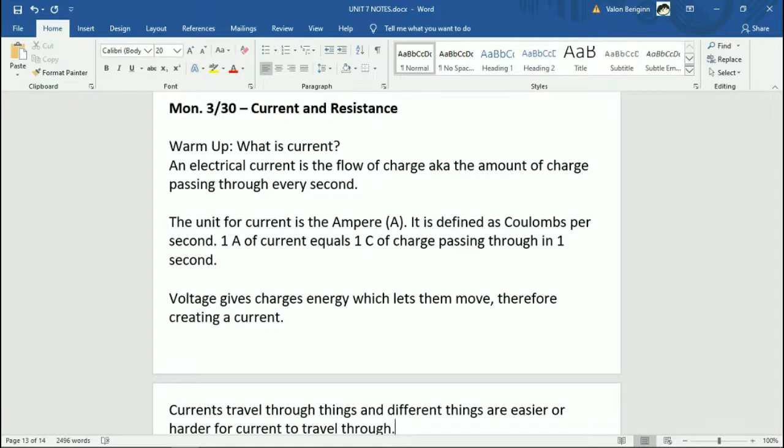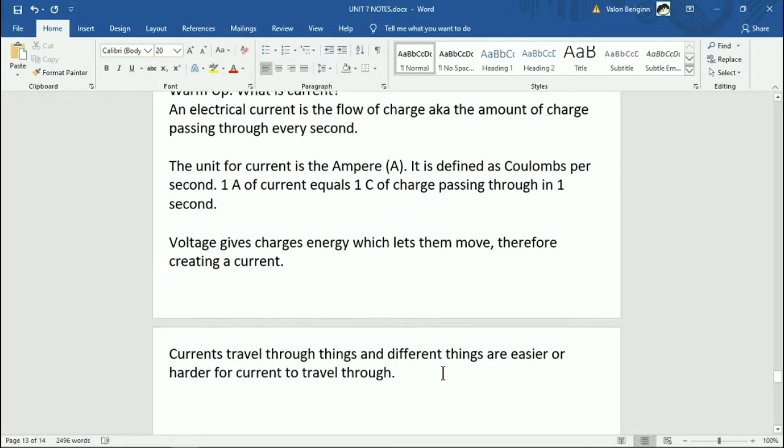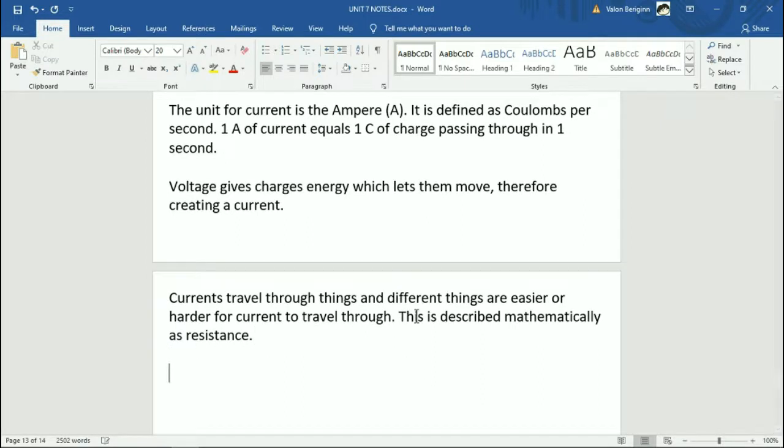And there's atomic reasons that you go over in chemistry as to why that works the way it is, but we don't really care about the specific details of that. We want to know mathematically what's a way of describing that. What's a way of talking about this in terms of, oh, this object is harder to go through than this other object. And so this is described mathematically as resistance. Okay, so electrical resistance describes how difficult it is for current to travel through it.